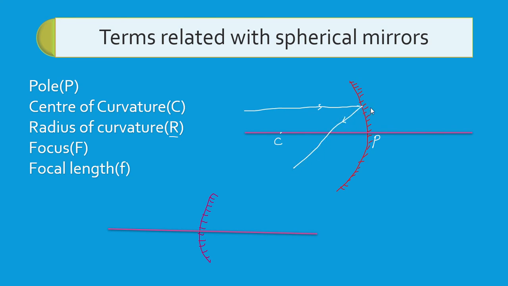Once again, if a ray of light comes parallel to the principal axis, so what is that principal axis? Principal axis is a straight line which passes through the center of curvature and pole of the mirror. You can see the axis here, right? A straight line passing through the center of curvature and the pole of the mirror, that is called the principal axis. So if a ray of light passing parallel to the principal axis, after reflection from the concave mirror, it passes through a point, right? That point is called the principal focus of the concave mirror.